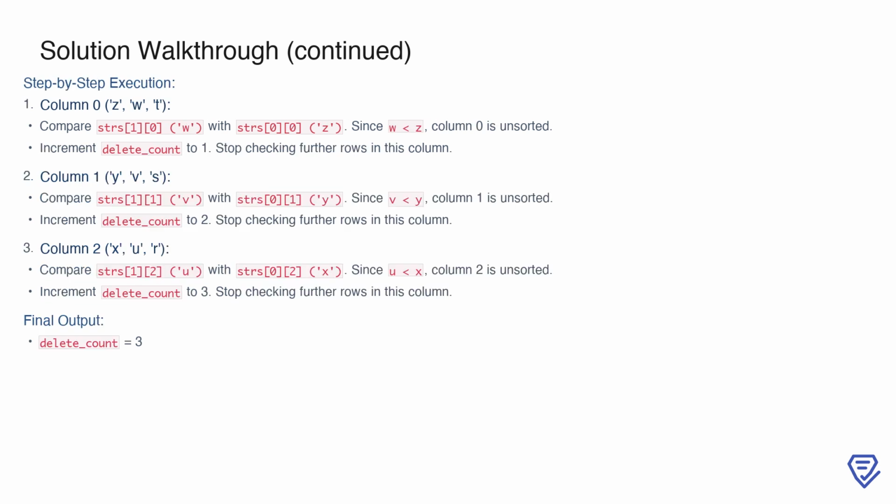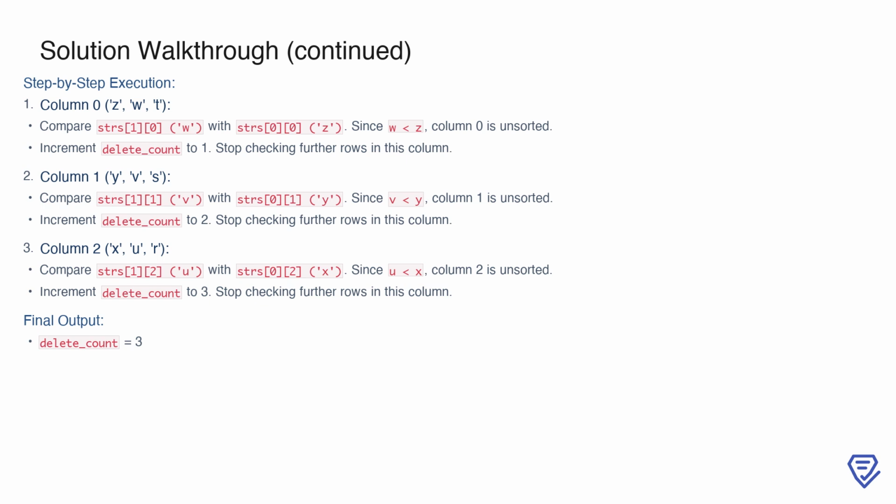Looking at column 0, which contains the characters Z, W, and T, we compare W with Z and find that W is less than Z. This indicates that column 0 is unsorted, so we increment delete_count to 1 and stop further comparisons for this column. Next, examining column 1 with characters Y, V, and S, we observe that V is less than Y, which means column 1 is also unsorted. We increment delete_count to 2 and move on.